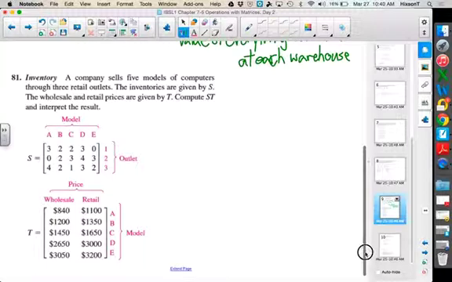Alright, here's another case where we have a company selling 5 different models of computer and we're selling it through 3 different retailers. So 3 different stores are selling our 5 different computers. And the inventories are given by S. So then it says the wholesale and retail price of each model is given in T. So let's think about this. If I do S times T, first of all, what are the dimensions of that matrix going to be?